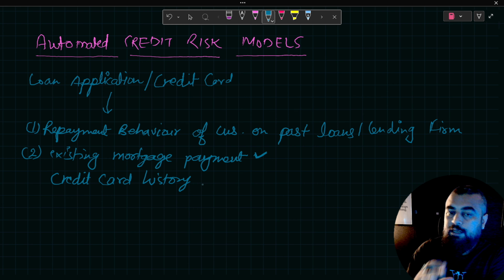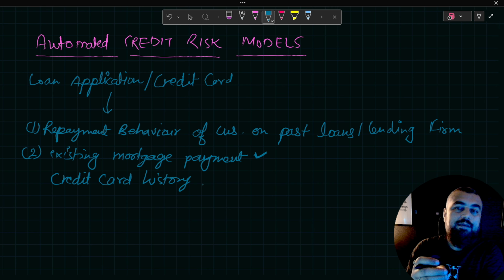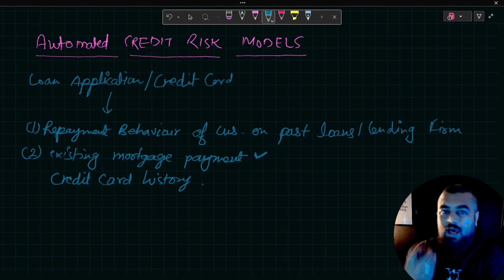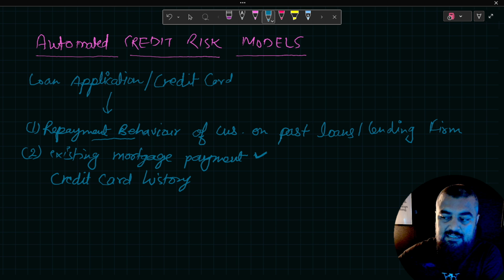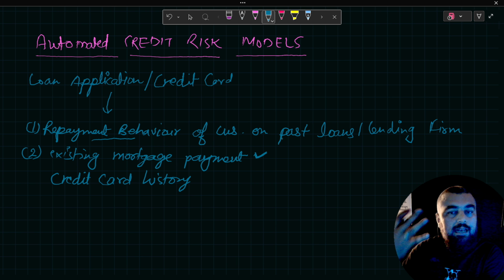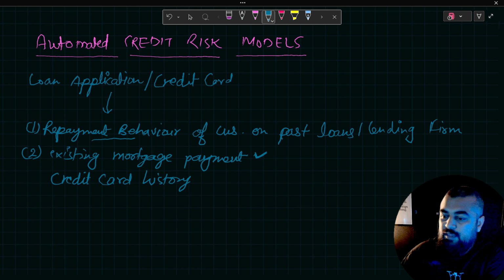That is a possibility because customers are divided into two parts, NTB and ETB. NTB is new to bank customers, which are totally new to our bank. ETB is existing to bank customers, which means the customer has some relationship with the bank, either a savings account or a credit card already from us. Okay, now come back to the point. So first we did prepayment behavior checking of the customer on past loans and lending firms if he has taken something. Then existing mortgage payment, then we check the credit card history.